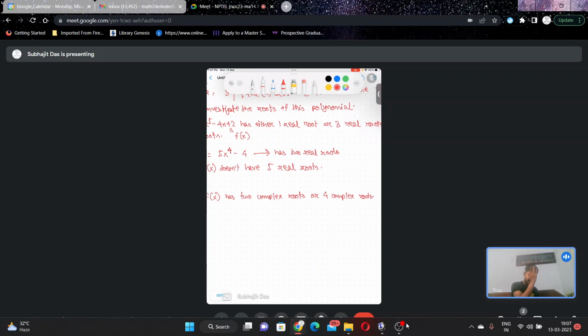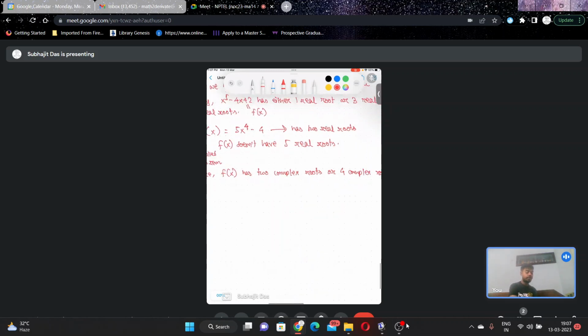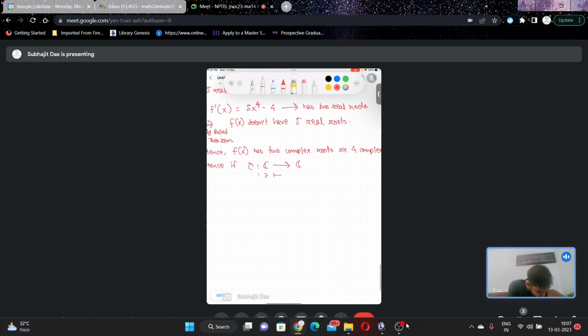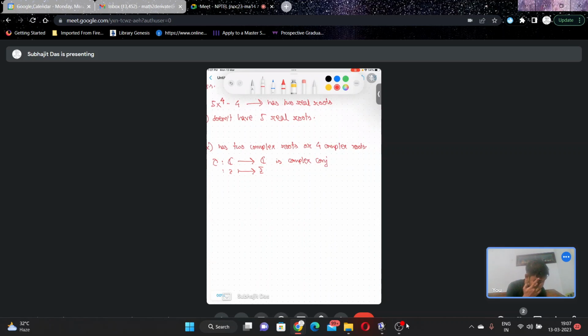Anyways, we don't need this much. So f(x) has either two complex roots or four complex roots, and hence let tau, the map from C to C which sends any z to z bar, be the complex conjugation associated to C. Note that this is a field homomorphism of C into C. It is actually an automorphism of C.